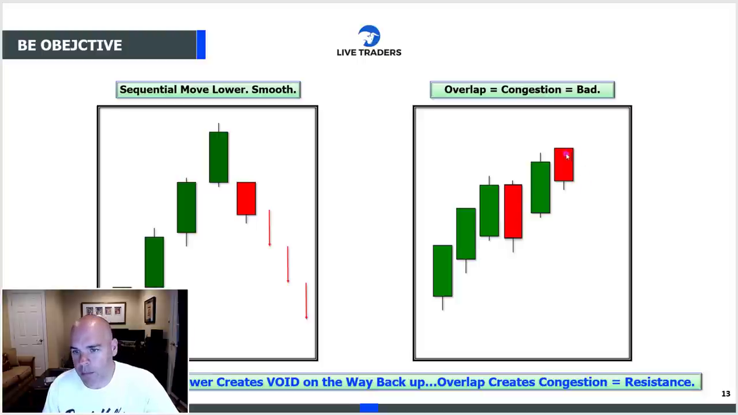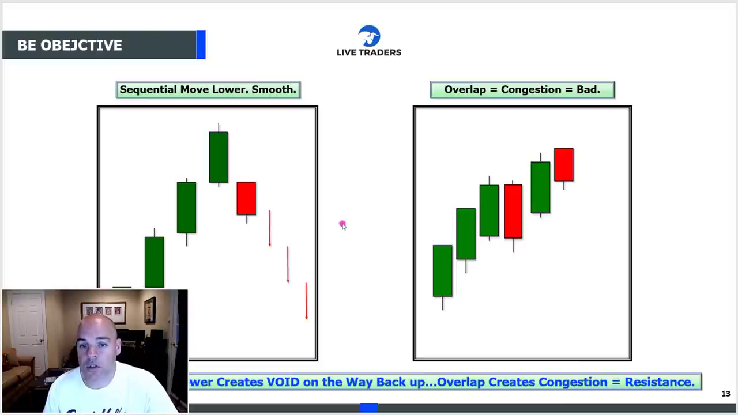So when this stock pulls back, the move back up could be very challenging. The pullback could be choppy. We don't want overlap. We want smooth sequential moves. Why am I bringing this up? Because this is objective. Objective is a 50% overlap with lower highs and lower lows. Well, this is objectively telling me there's congestion over here. So why take the buy setup? You wouldn't, but you do it anyway. Right? The sequential move lower creates void on the way back up. Overlap creates congestion, which creates or equals resistance.